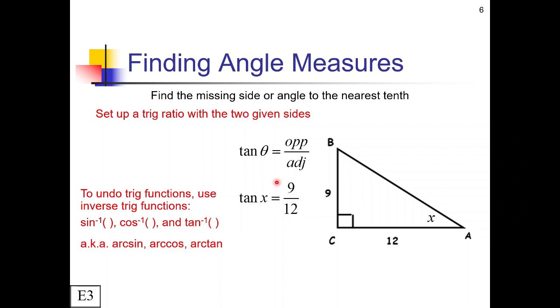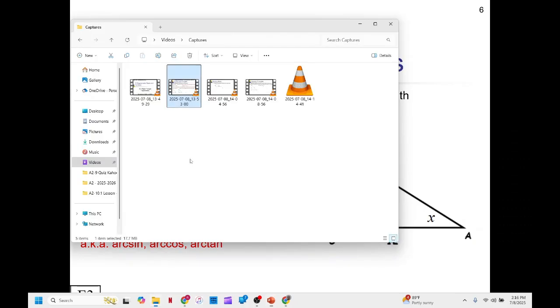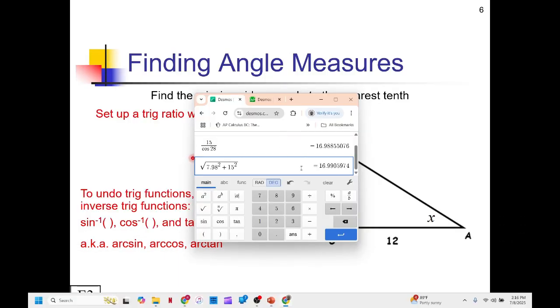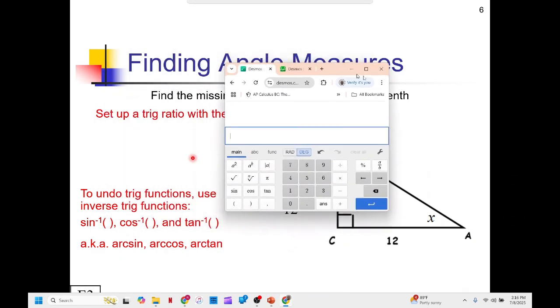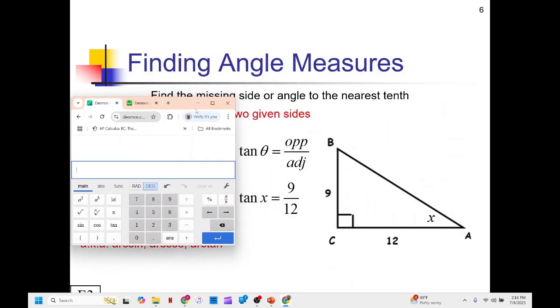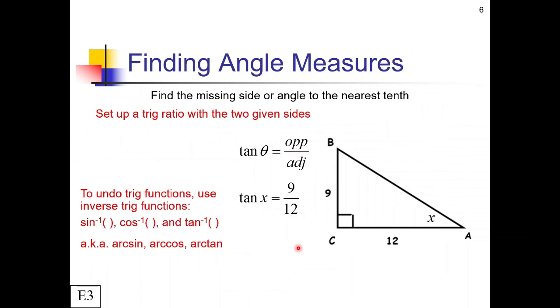So let's plug this in to Desmos. And let me clear all this stuff out. And let me actually see what I'm looking at here. So what I'm actually plugging in here is tan inverse of 9 over 12. I'm actually doing tan inverse of tan of x, which gets rid of the tan, but I never really show that as a step, although you could.